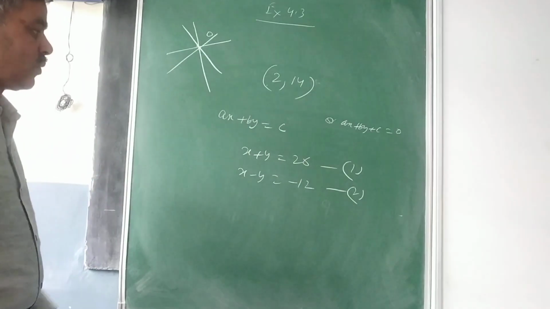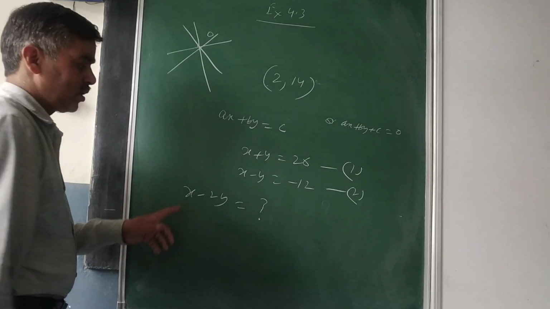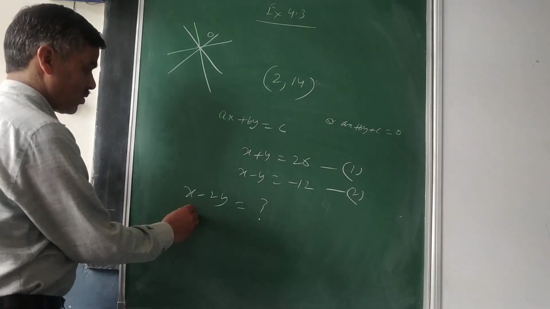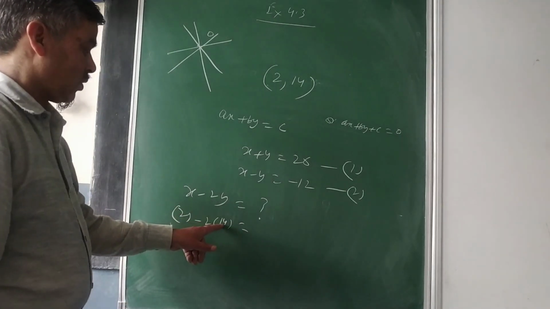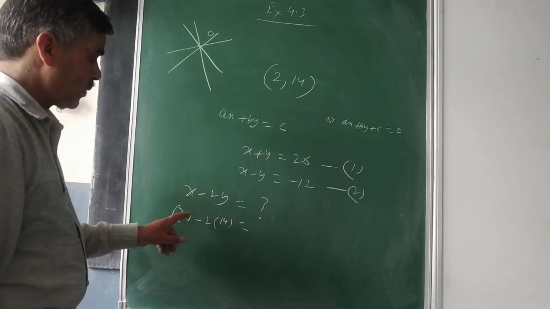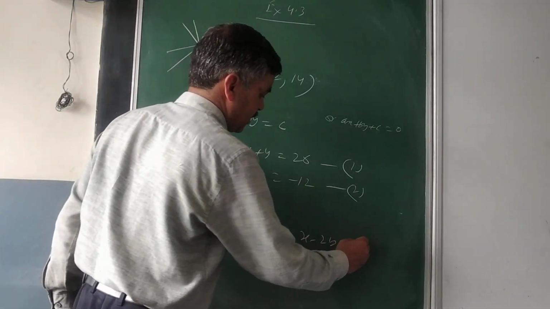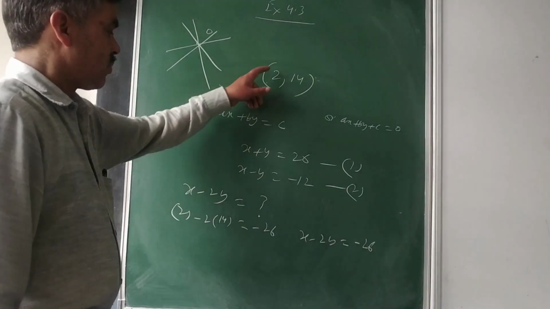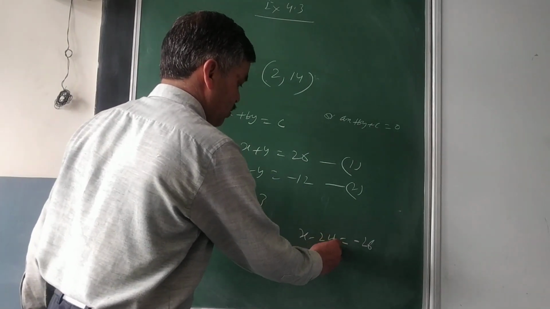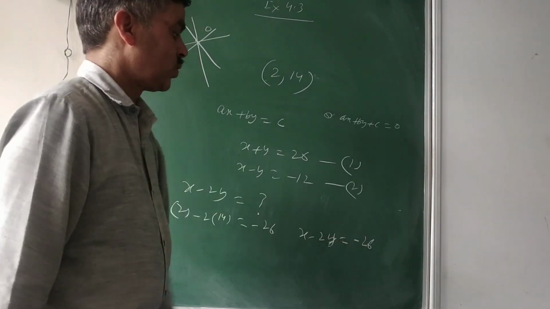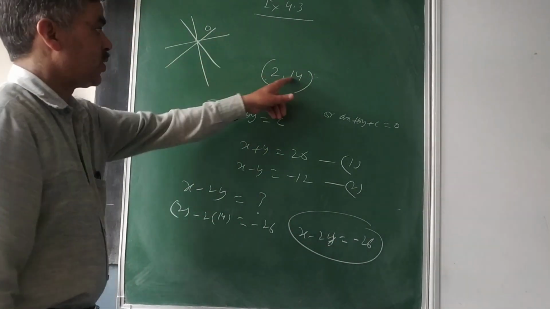You think of any equation. Suppose you are thinking about x minus 2y is equal to what? That you have to decide after putting x is equal to 2 and y is equal to 14. So 2 14s are 28. So 2 minus 28 is equal to what? Minus 26. So if you write the equation x minus 2y is equal to minus 26, put the value of x as 2, put the value of y as 14. You see your equation left hand side will be equal to right hand side.